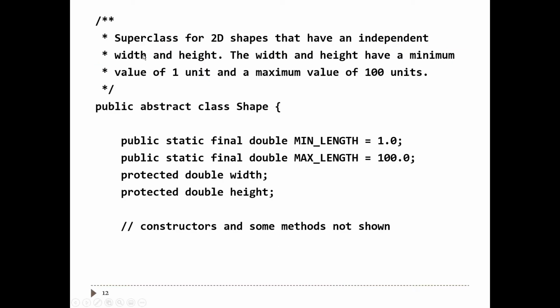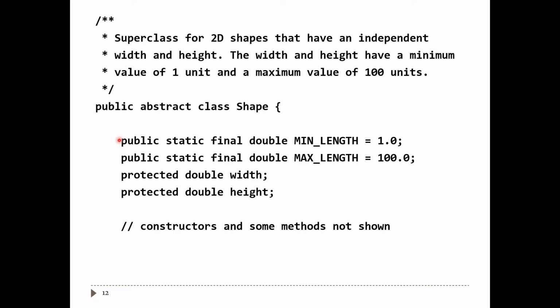The description of the shape class reads, it's the superclass for 2D shapes that have an independent width and height, right? So that word independent is important. The width and the height have a minimum value of 1 and a maximum value of 100. Right? So in other words, the invariant of the shape class is that its dimensions are always between 1 and 100 units. Right? To create an abstract class, you simply use the keyword abstract. Right? And that makes the class abstract. So in other words, you cannot make a shape object directly.